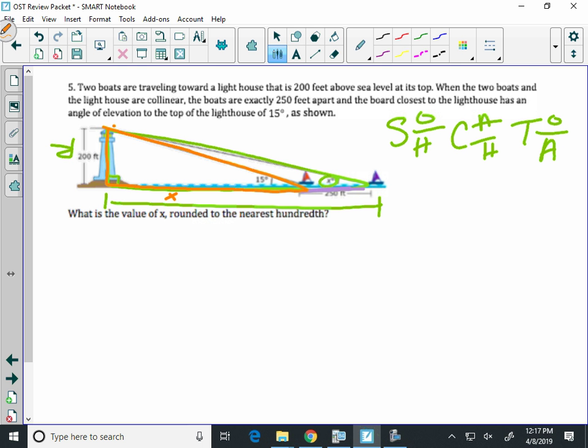So when we use SOHCAHTOA, label your sides. I'm going to start at my angle and go across. That's my opposite. Go to my 90, go across. That's my hypotenuse. The side left over is the adjacent.